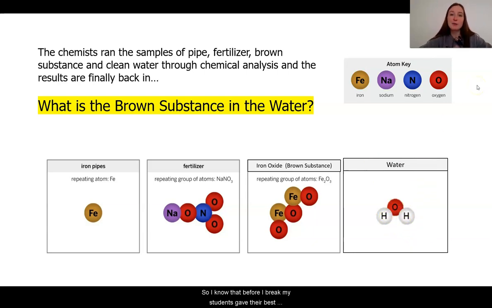So I know that before our break, my students gave their best thinking about what the brown substance was, whether it was the same as one of these things, whether it was a combination, or where they thought it came from. I want you to pause the video if you haven't had a chance to think about that yet, before we discuss what this brown substance is and what this evidence tells us about where it came from. Make sure you pause and think for yourself before you continue to watch the video.